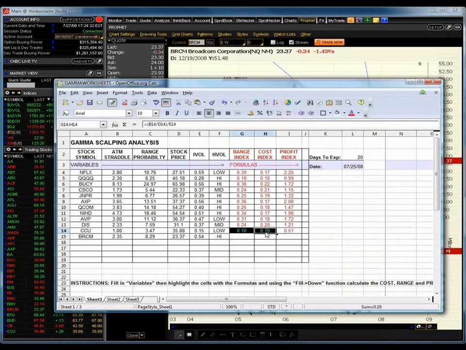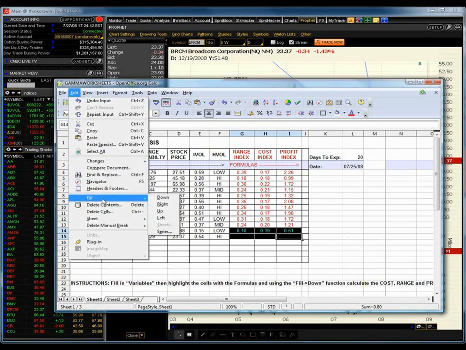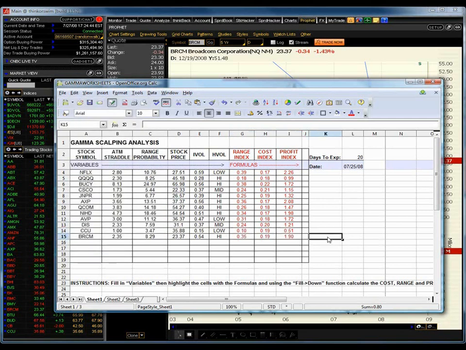And then all we have to do is copy these over. I'm just clicking with my right mouse and then dragging it over the cells that I want to fill in. And then I go to fill and down.